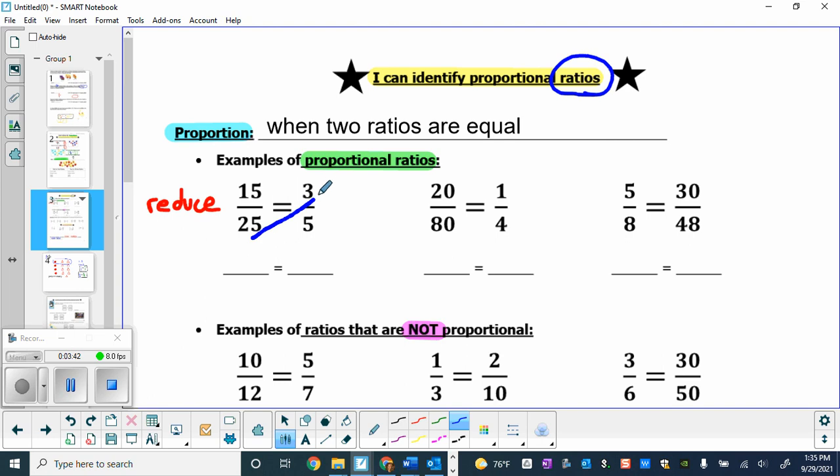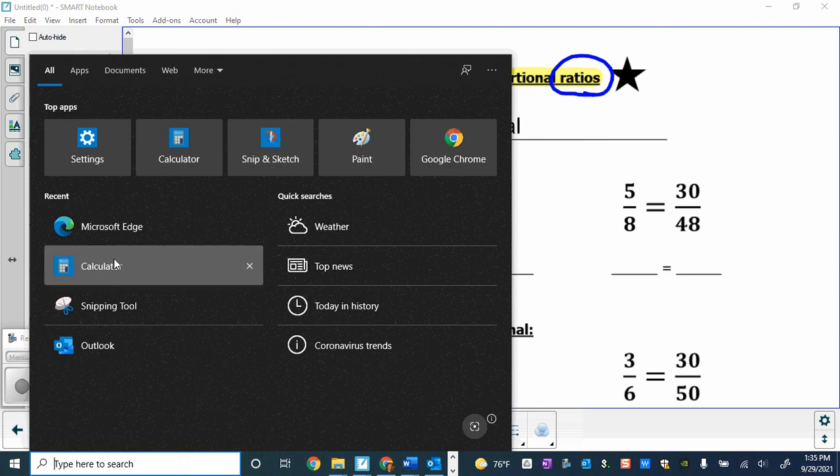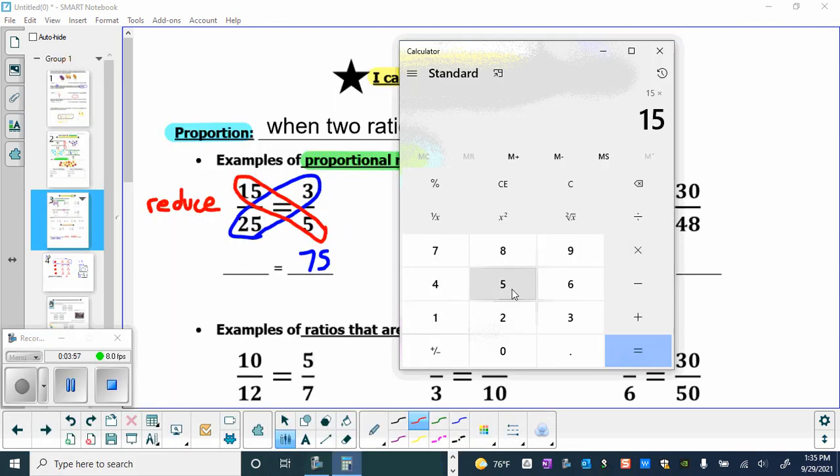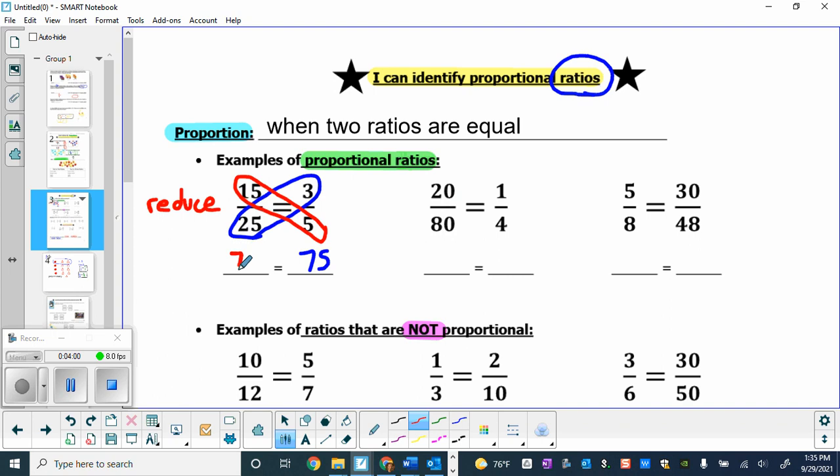And it's simply to cross multiply. Most of you know that 25 times 3 is 75. And then over here, if I do 15 times 5, it's okay if you don't remember that, you can use the calculator. I can show y'all real quick that 15 times 5, there it is, it's 75. So when we cross multiply, since we get the same answer, then yes, this is proportional. Now for the next one, again, you could reduce or just say, I know that 80 times 1 is 80, and 20 times 4 is also 80. So if you cross multiply and you get the same answer, then yes, it's going to be proportional.